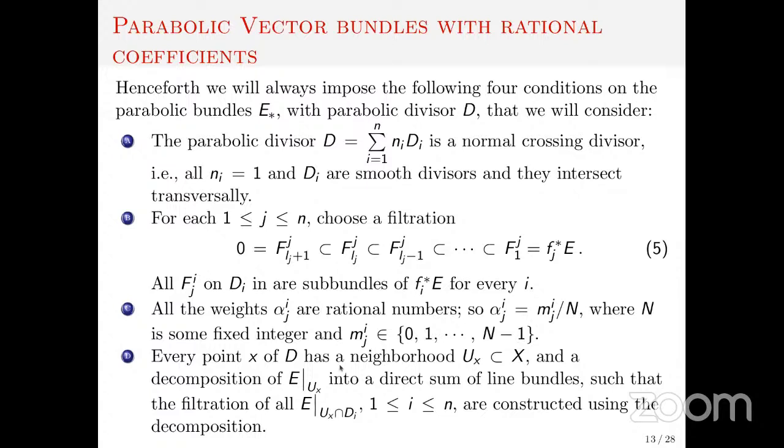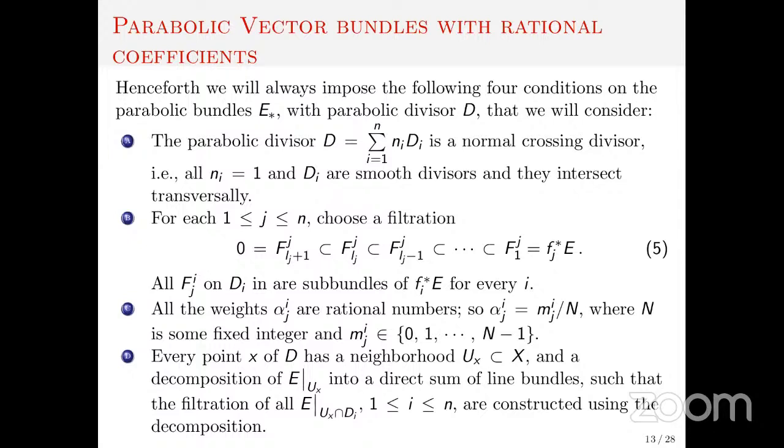And also for every point x of D, one has a neighborhood U_x and a decomposition of E restricted to U_x into a direct sum of line bundles, such that the filtrations of E restricted to U_x intersection D_i are constructed using this decomposition. So we put these 4 conditions to use some kind of correspondence, which I will explain now.